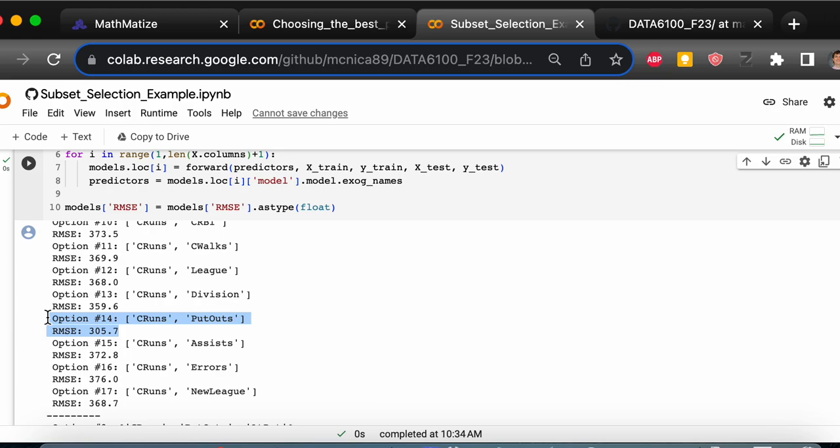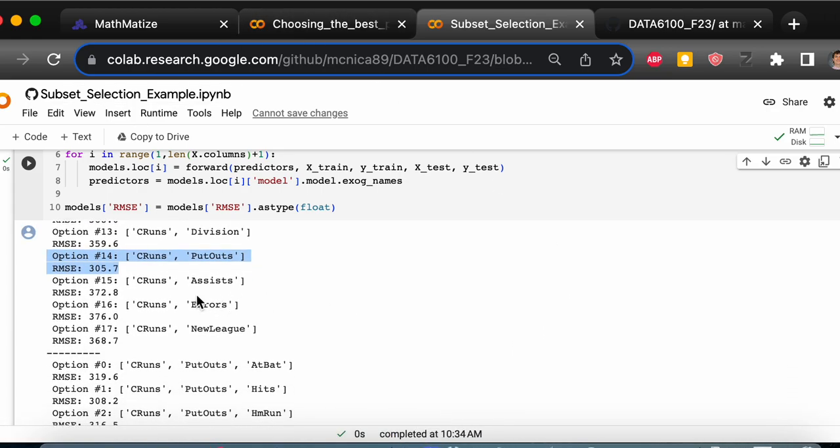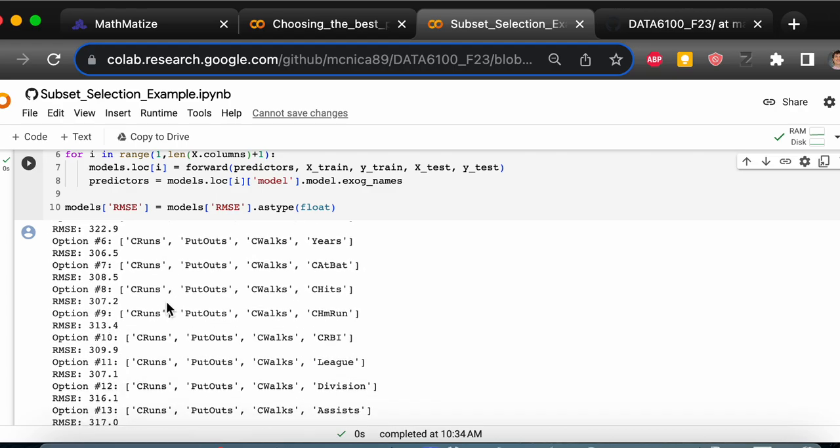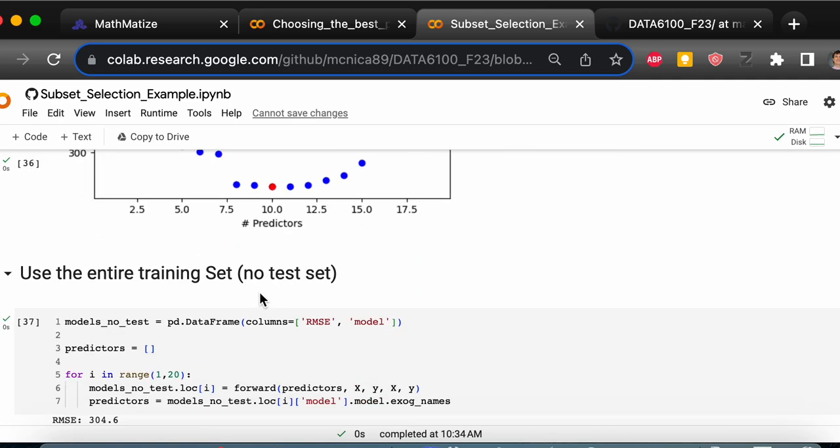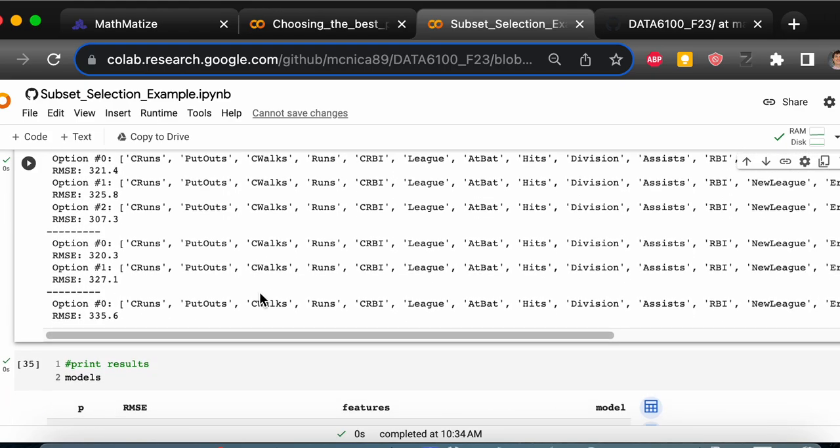So then the model's like, okay, we'll do C runs and putouts, and we'll look for one other variable. I think you guys are getting the idea now. And it keeps going and going, and it runs it a whole bunch of times. Like they explained in that video, you try approximately p squared over 2 models. So when p here was 18, p squared divided by 2 is a reasonable number. You guys are going to have 81 squared.